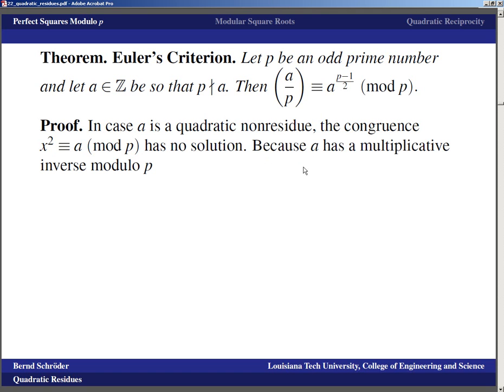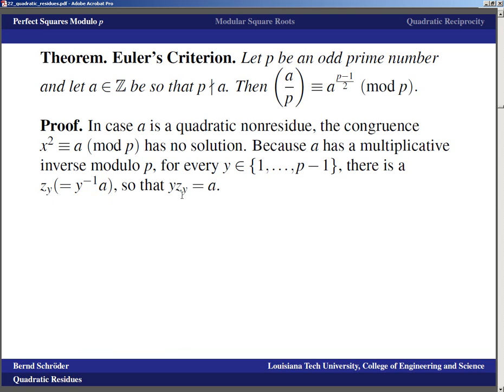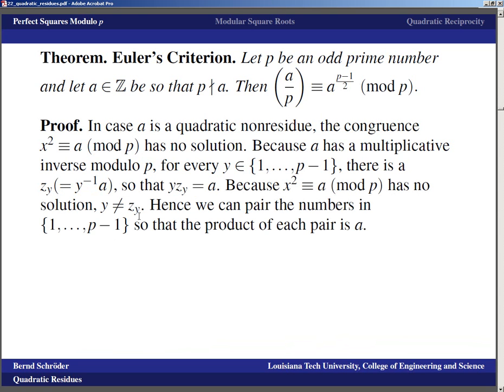And, well, now we have to argue a little bit. So because a has a multiplicative inverse modulo p, for every y between 1 and p minus 1 inclusively in both cases, there's a zy, and that zy is just y inverse a, so that y times zy is equal to a. And because x squared equivalent to a modulo p has no solution, we have that this y and this zy that gets it back to a, those two are not equivalent. So that means we can pair the numbers in the set 1 through p minus 1 so that the product of each pair is a.